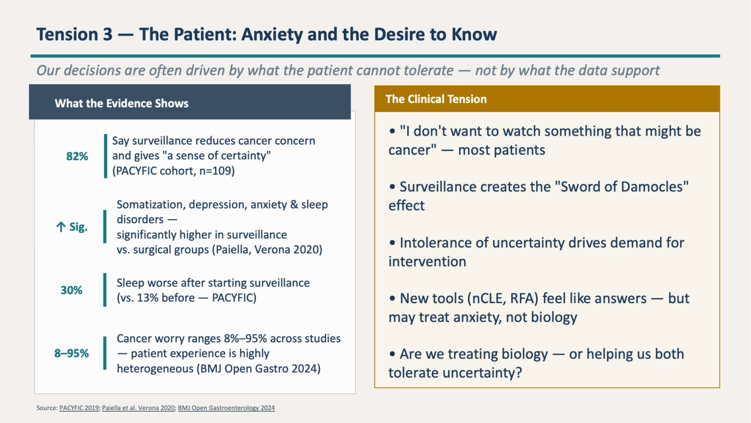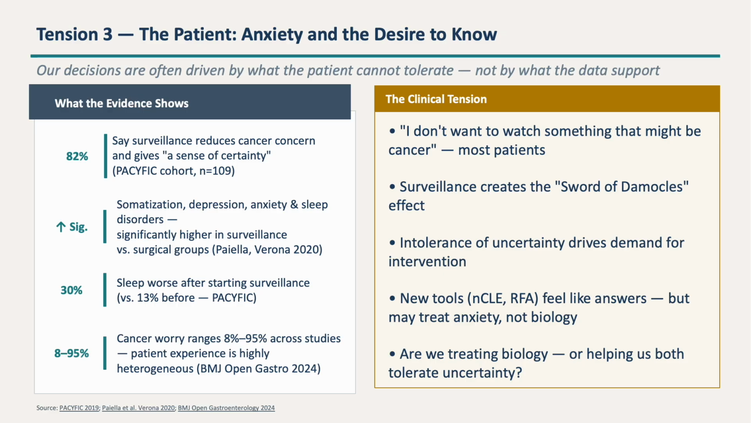The third tension is the patient, anxiety and the desire to know. And the Pacific trial has done a very nice job of looking at the psychological burden on the patient when they go through these surveillance protocols. Our decisions are often driven by what the patient cannot tolerate, not what the data support. And this is one of the important things I think to remember.